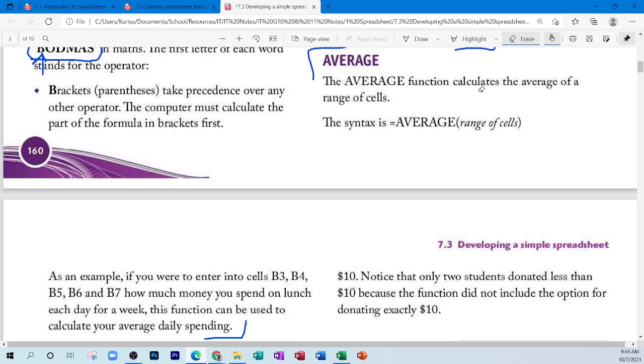The average function calculates the average of a range of cells. The syntax is average in brackets plus range of cells. As an example, if you were to enter into cells B3, B4, B5, B6, and B7 how much money you spend on lunch each day of the week, this function can be used to calculate your average daily spending. Great. So our first function is the average function, which is used, as the name indicates, to calculate the average based on a range of cells or a range of values, whatever the case may be.